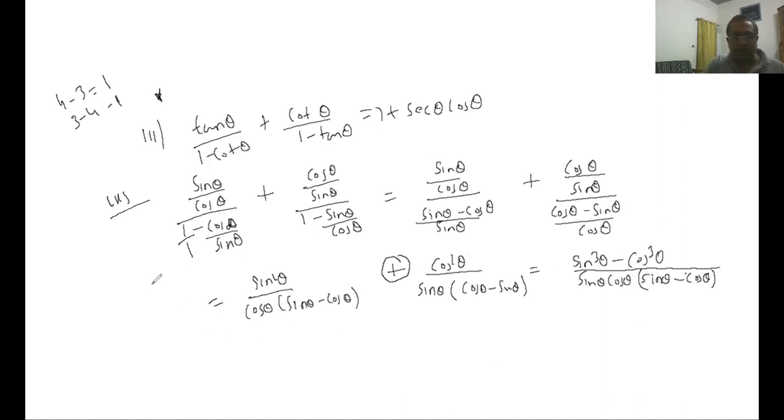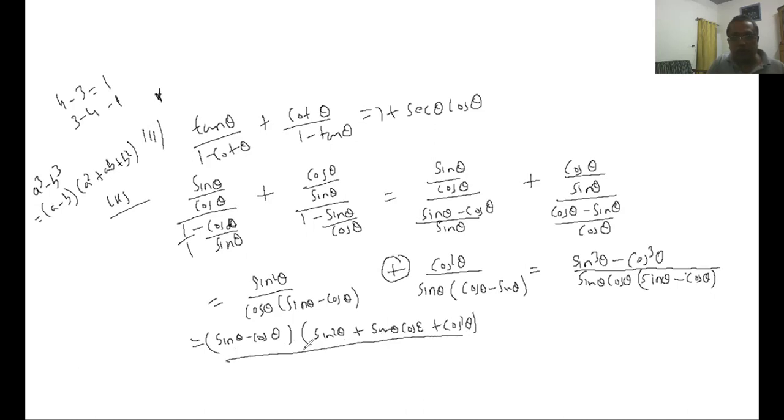Now this is an identity which you did in the previous class, a cube minus b cube. If you have forgotten, you can write down a cube minus b cube is a minus b, a square plus ab plus b square. So solving this a cube minus b cube, I am going to write a minus b in one bracket. In the second bracket, I will get a square plus ab, that is sin theta cos theta, plus b square, that is cos square theta, upon denominator is going to be sin theta cos theta into sin minus cos, right? We are applying the a cube minus b cube identity.